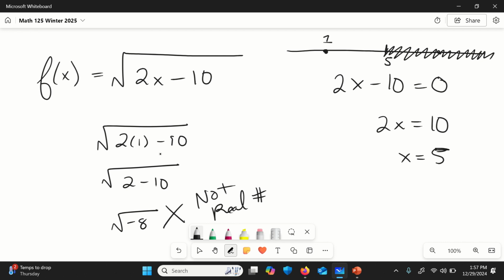I do want to describe this, though, using interval or set builder notation. So I'm including the endpoint 5 all the way to the right forever towards positive infinity. So I am using a square bracket on the 5 to note that it is okay to use that value as well. And then everything to the right forever towards positive infinity.